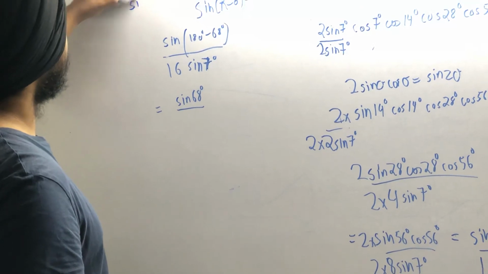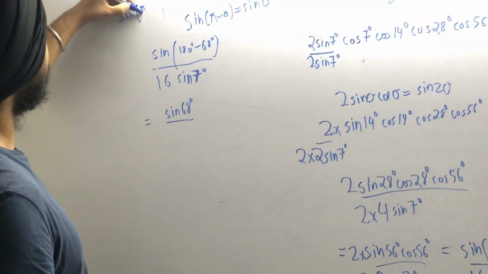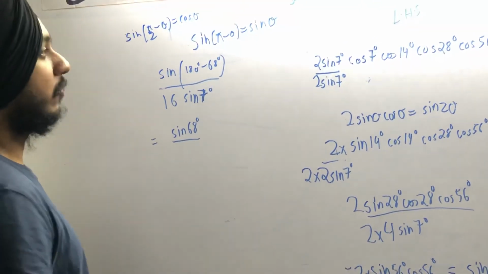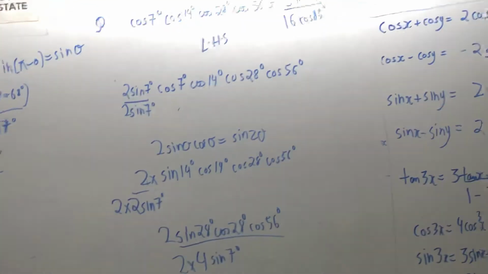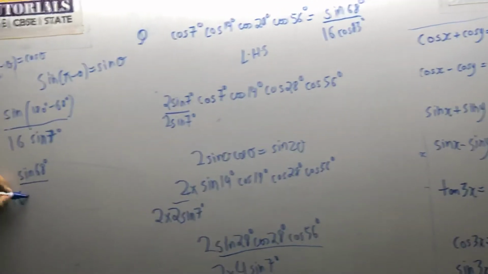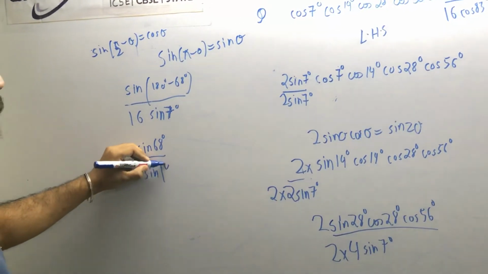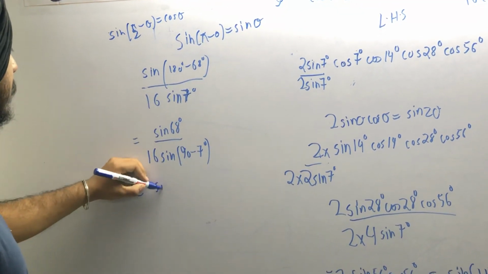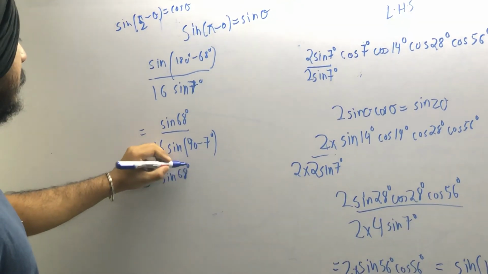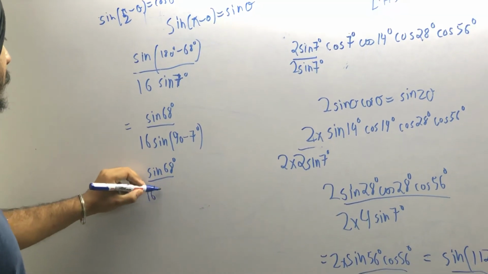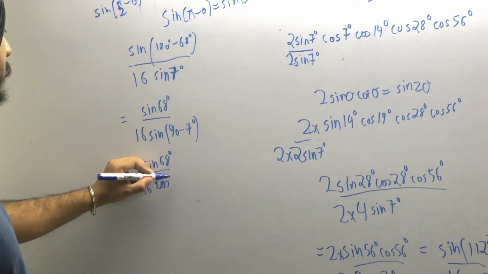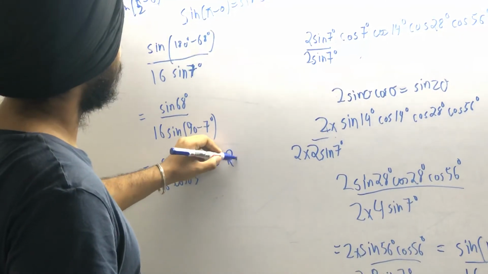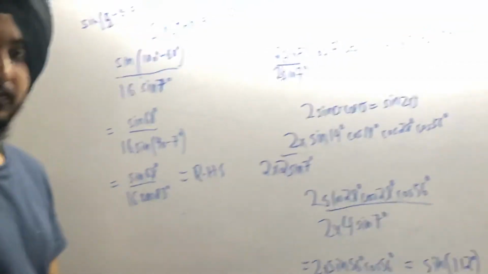Sine 7 you can write like this, you know this property: sine pi by 2 minus theta is cos theta. Why do I want to convert to cos theta? Because it is cos 83. So instead of sine 7 you can write sine 90 minus 7. So this is sine 68 upon 16 cos 83. And this is equal to RHS. Hence proved.